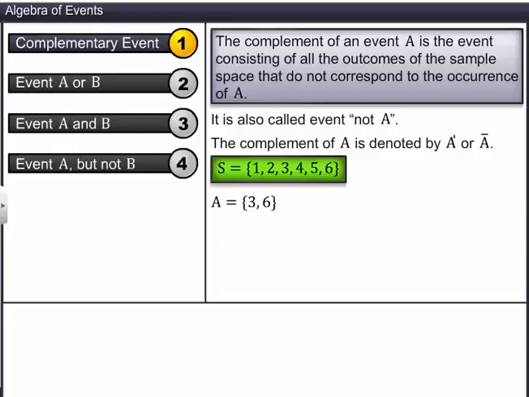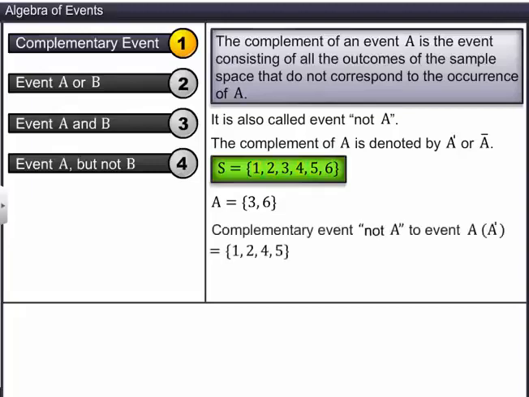Clearly, for outcome 1, event A has not occurred. However, we can say that not A has occurred. Similarly, for every outcome that is not in A, we can say that not A has occurred. Thus, the complementary event not A to event A, or A complement, is {1, 2, 4, 5}. In general, complementary event not A can be written as {a such that a belongs to S and a does not belong to A}.